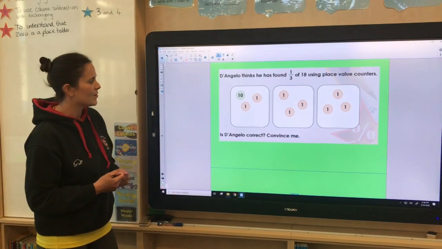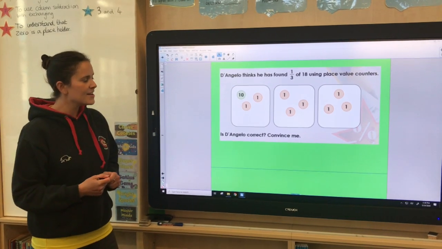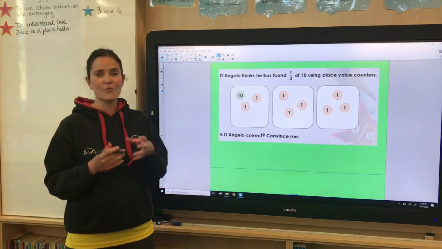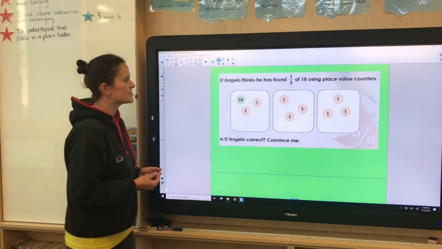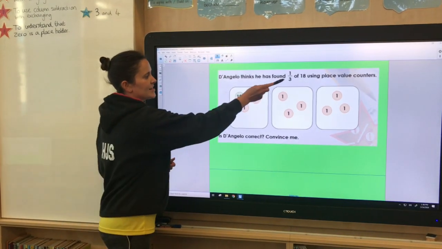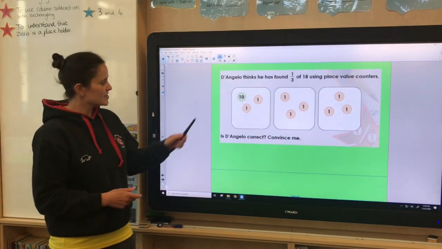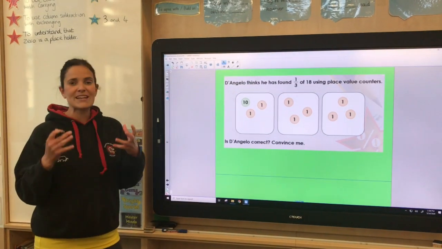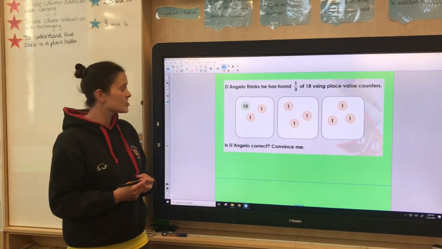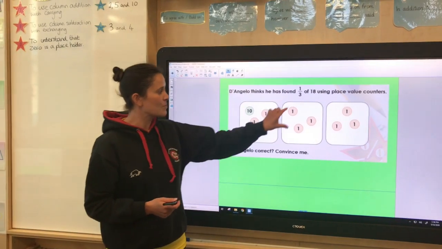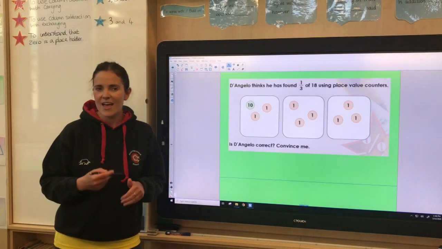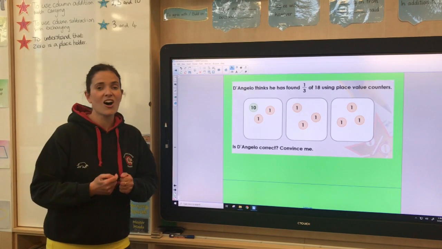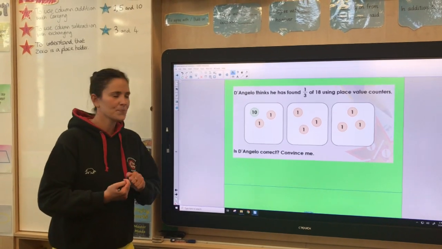Okay, now, this is what D'Angelo has done. He has made himself 3 groups because the denominator in his fraction is 3. So he's found 3 groups and he has split the counters that he has got. He has split them evenly between the 3 groups. And that is why he thinks he has answered the question correctly.